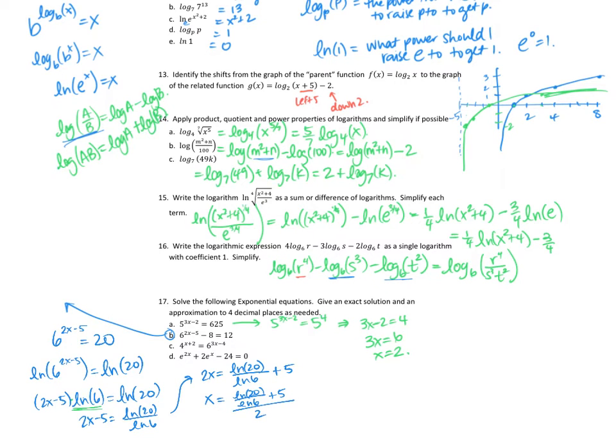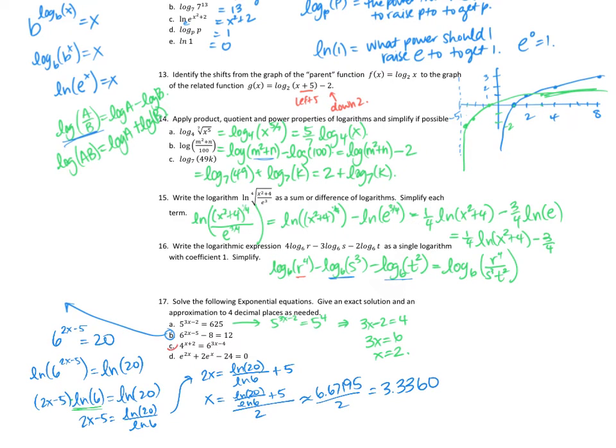All of that divided by 2. And I can plug that into my calculator. So I get natural log of 20 divided by natural log of 6 plus 5. So I get 6.67195 over 2. So that gives me 3.33597. So if I round to 4 decimal places, 3.3360.